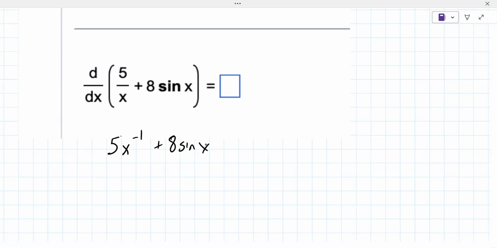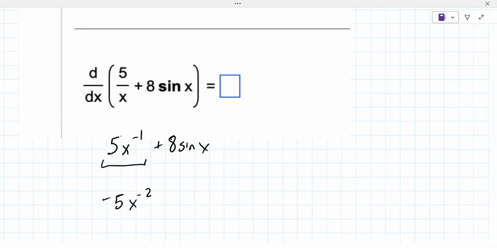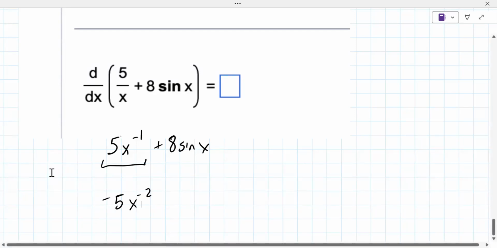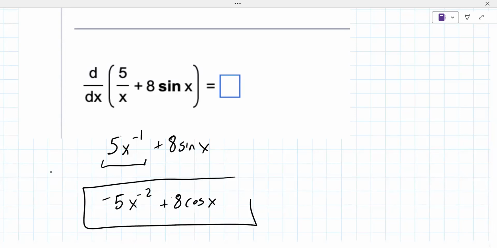Okay. All right, so now the first one is power rule. So why don't you try that one on your own? See if you can knock that out. Negative 5x to the negative 2. Yep. All right, and what's the derivative of sine? Do you remember that one? Cosine. So this is plus 8 cosine x, and that's your final answer.